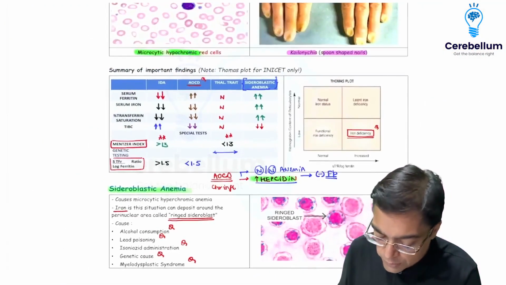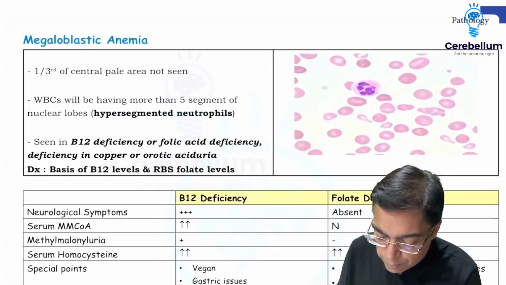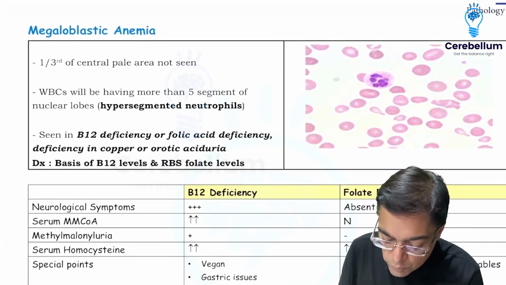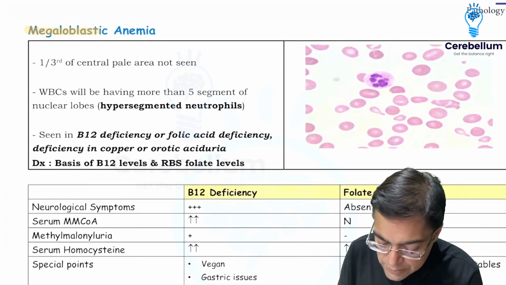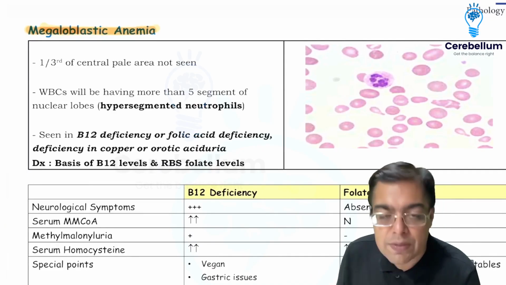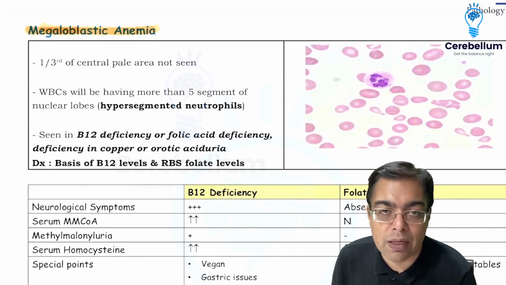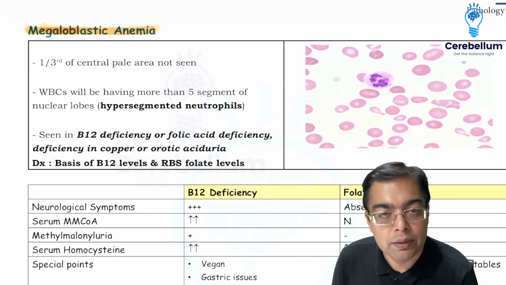Having said that, we just need to be familiar with the other important types of anemias that are observed, which is going to be megaloblastic anemia. Megaloblastic anemia means that there is an increase in the size of the RBCs and there is going to be nuclear maturation defect as well. This can be causing an involvement of multiple cells in the bone marrow.